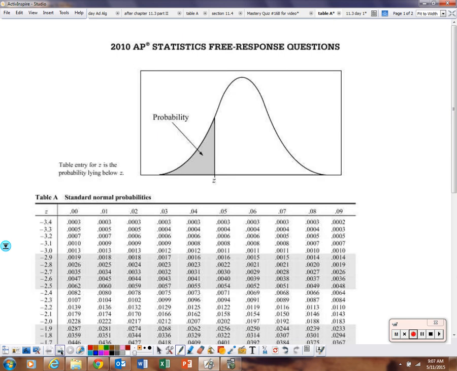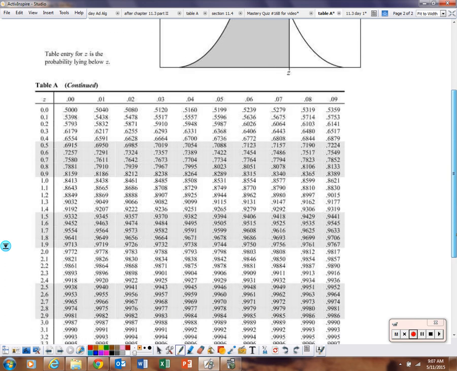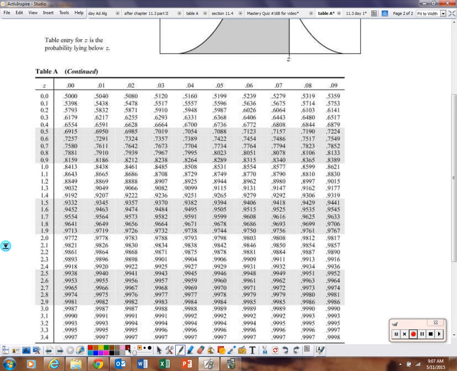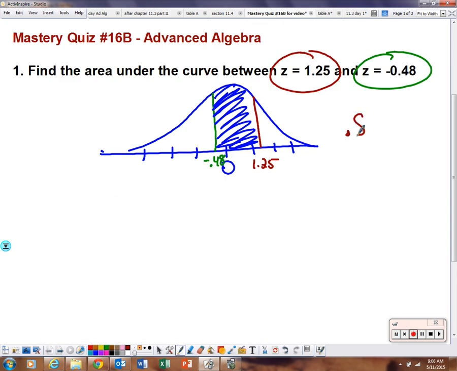So go to the positive side of your table, go to 1.2, which is right here. Then we got to go to the 0.05, which is right here. So we're going to go across, and we're going to come down, and we see that it is 0.8944. So I'm going to write that down, 0.8944. Now, that's the area to the left of that spot. So that's all the way to the left.